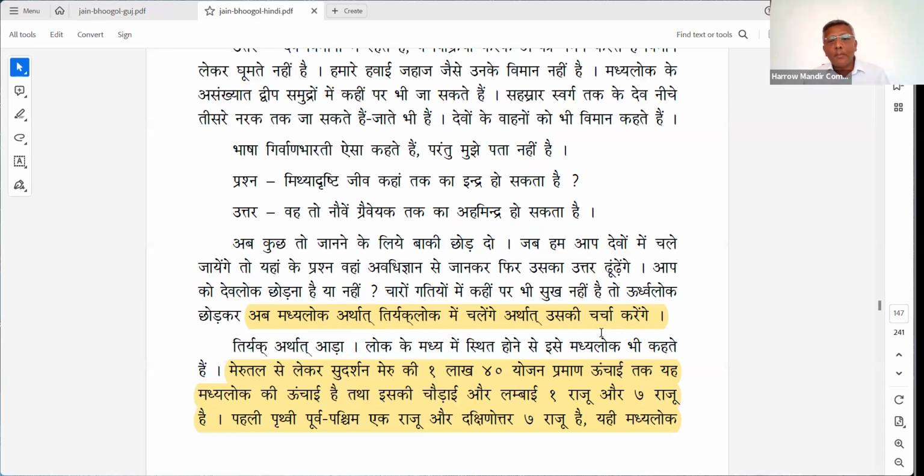So another name for Madhya Lok is the Tiryak Lok. Tiryak means horizontal. Urdhva is vertical and Tiryak is horizontal. So Madhya Lok is known as Tiryak Lok or the horizontal lok. Again, they mentioned the height of it. So what is the height? Can anyone remember what the height of the Madhya Lok is? Anyone?